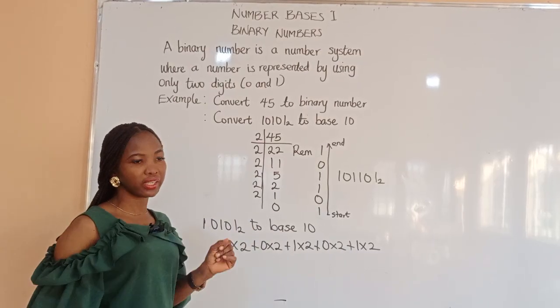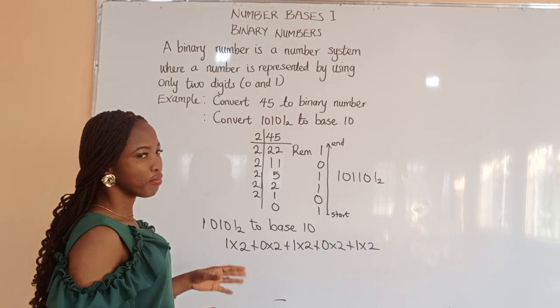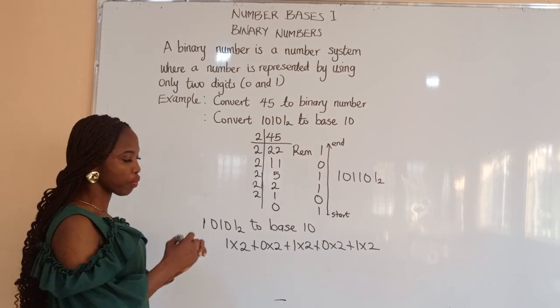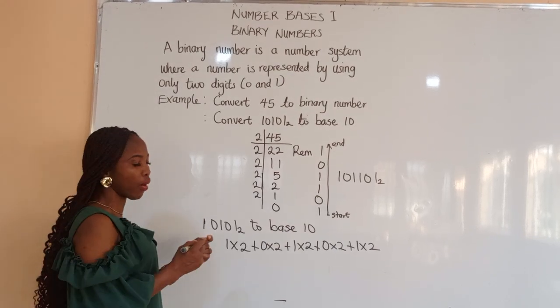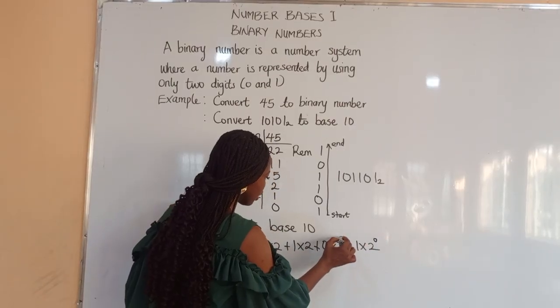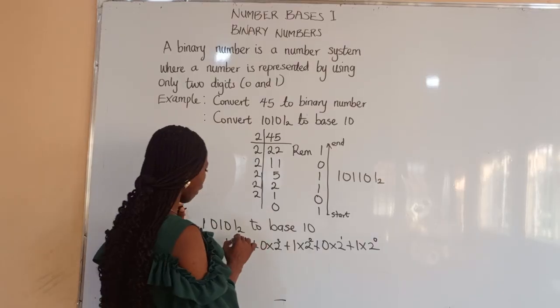Base 9 by 9. Okay, base 16 by 16. We actually have that, but that's for another day. Now, when you're done with this, you don't just stop. You raise this base to the power, starting from 2. 2 is raised to the power of 0, 1, 2, 3, and 4.